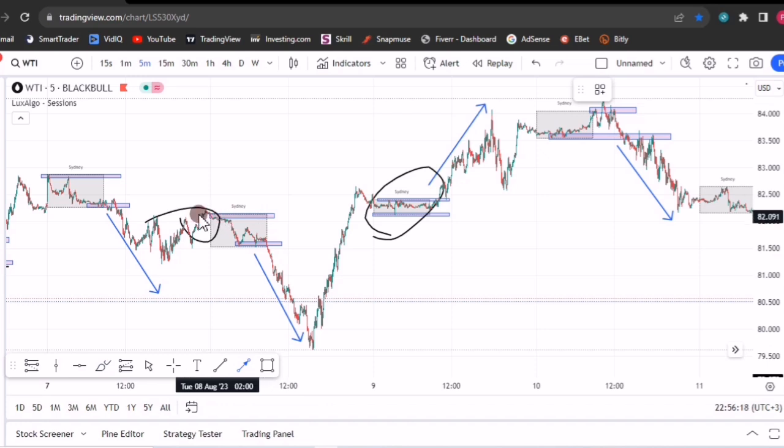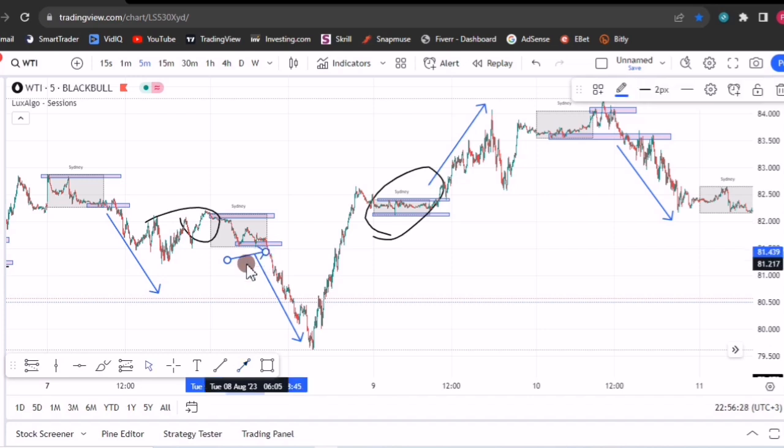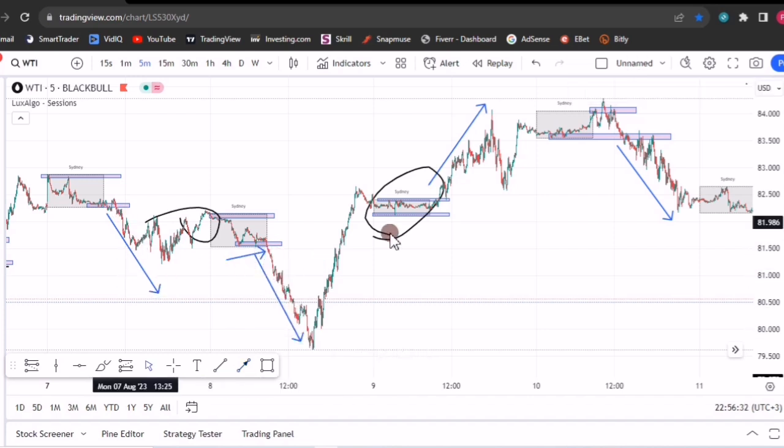Okay, so it's just straightforward. You mark the highest point of the Sydney session and the lowest point of the Sydney session. If price closes below, you take a sell. So right here you would have sold and won.